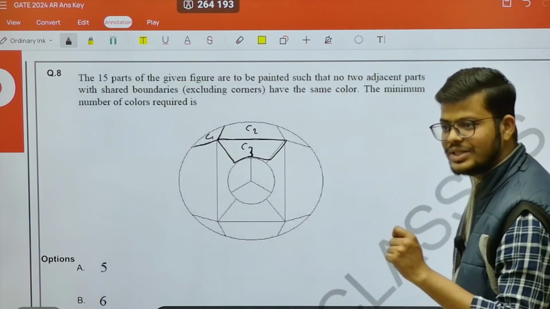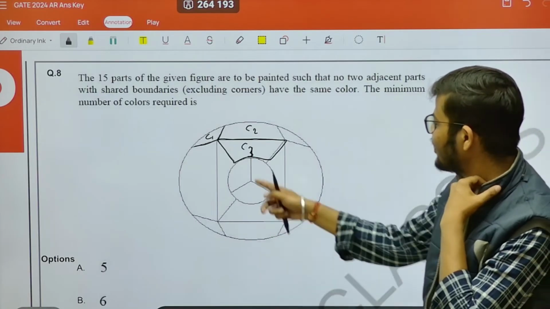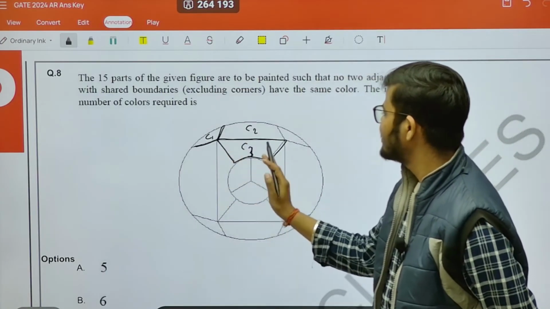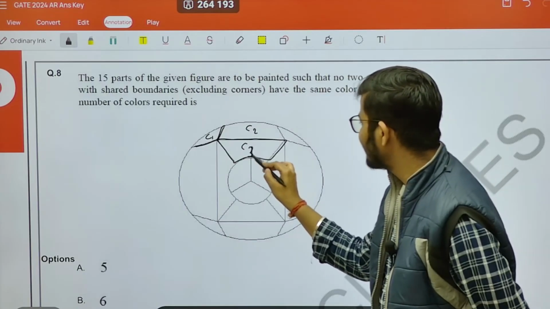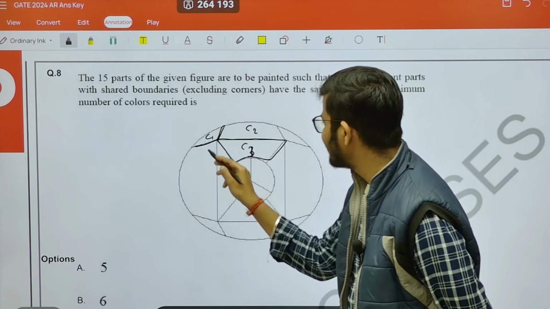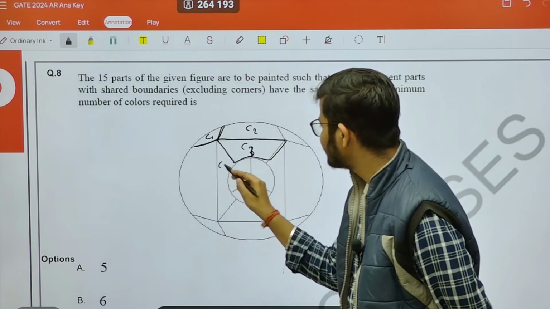How do we check all these things? Is it a shared boundary or not? We are checking only the adjacent ones. Here this boundary is being shared with this one, that's why we are keeping C3 here. Now if this is C3, what can we write here? C3 is there and C1 is there, so here we can keep C2.